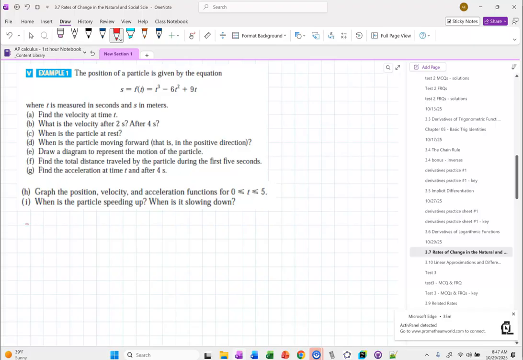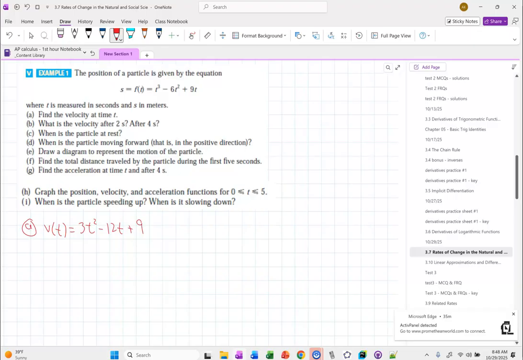All right, the position of the particle is given by the equation s equals yada yada yada. Find the velocity at time t. What's the relationship between position and velocity? Velocity is the first derivative of position. That's the order you're looking for. So we just need to take the derivative of this. What's the derivative of s? That's it for A.